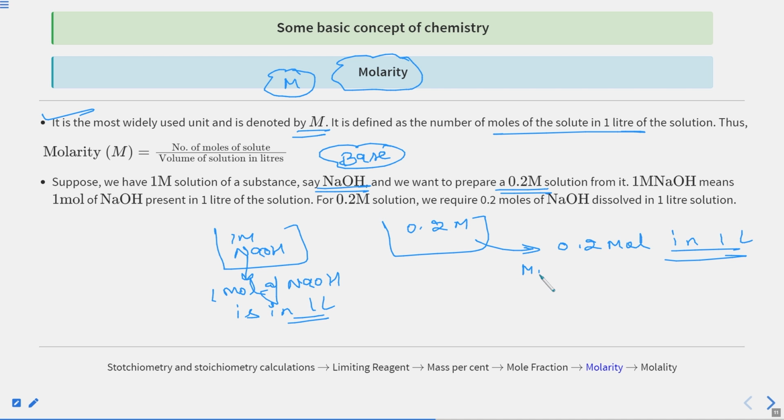Very simple. There is an equation M1V1 is equal to M2V2 for the calculation of molarity, volume, etc., if we are comparing two things. So M1 is given 1 molar, V1 is given 1 liter, M2 is given 0.2 molar, and V2 we have to calculate. So V2 comes out to be 1 divided by 0.2. If you remove the decimal, it would be 10 divided by 2, which comes out to be 5. 5 what? 5 liter or 5 milliliter? What should be the volume?